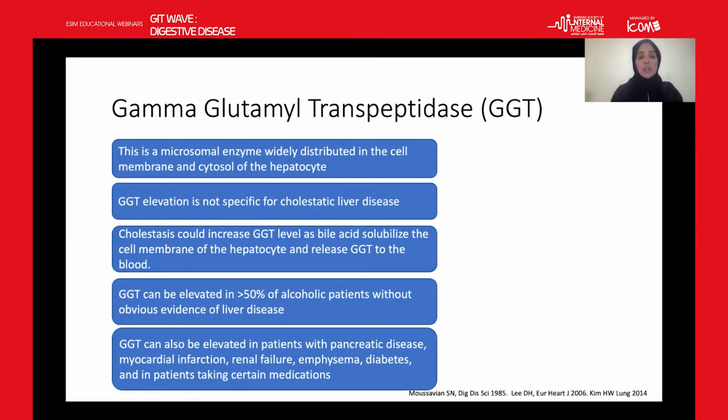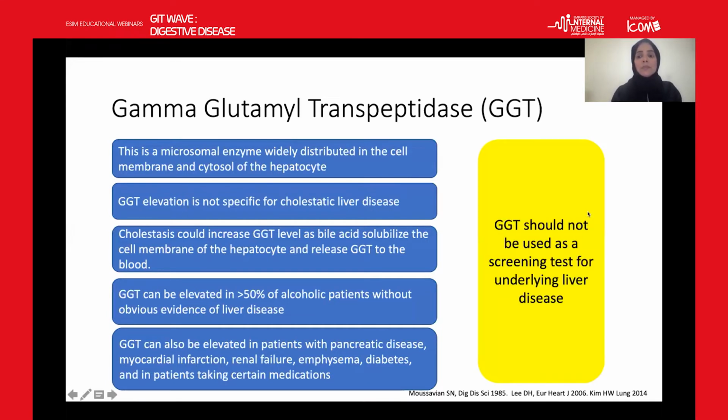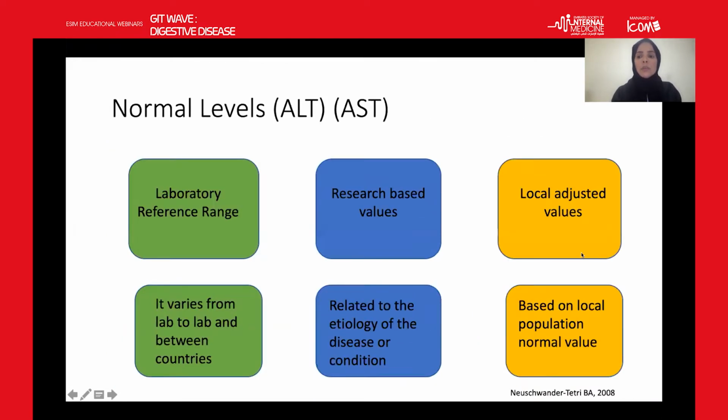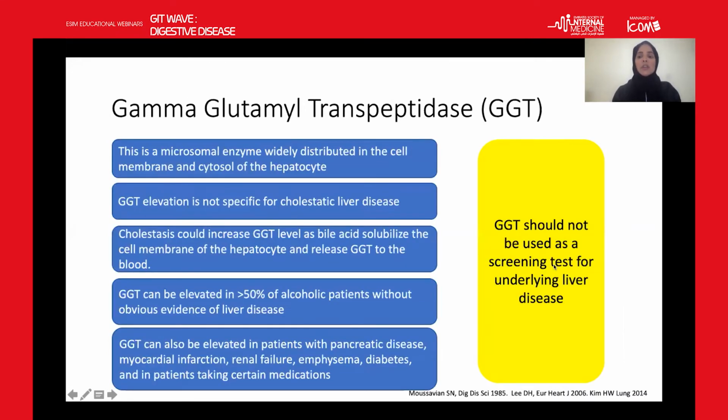Gamma GT also can be elevated in more than 50% of people who are consuming alcohol without having any liver disease, meaning the liver biopsy is normal. Gamma GT also can be released by other organs, like in pancreatic disease, myocardial infarction, renal failure, emphysema, diabetes, and also certain medications. Therefore, gamma GT is not recommended to be used as a screening test for underlying liver disease.